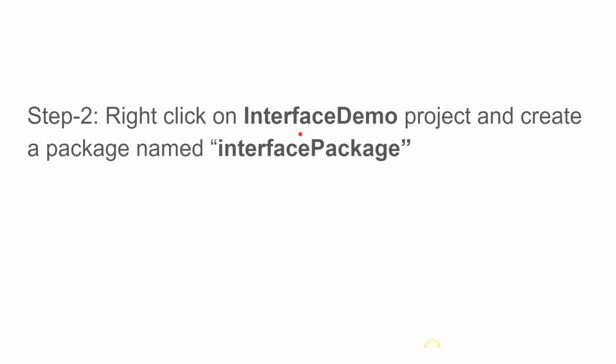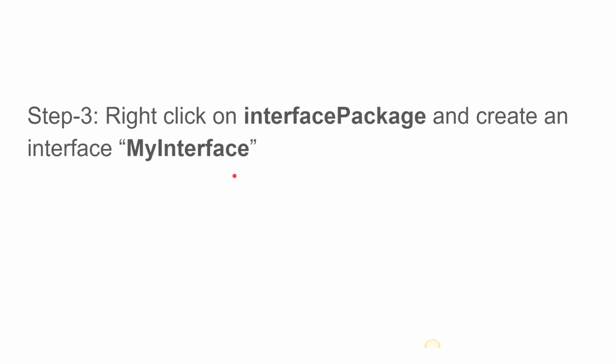Right click on InterfaceDemo project and create a package named interfacepackage, and first letter of package name should be in lowercase, and no space is allowed for project name, class name, interface name or package name. Okay, no space is allowed, and the first letter of package name is in lowercase, i is in lowercase. Step 3, right click on interface package and create an interface, MyInterface. First letter of interface name should be uppercase, that is M is in uppercase.